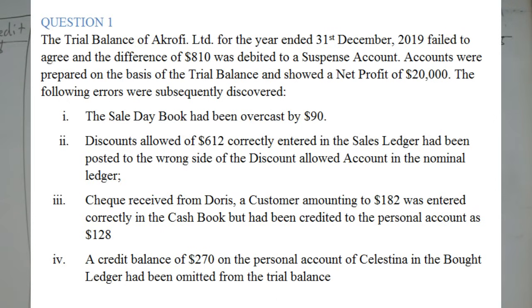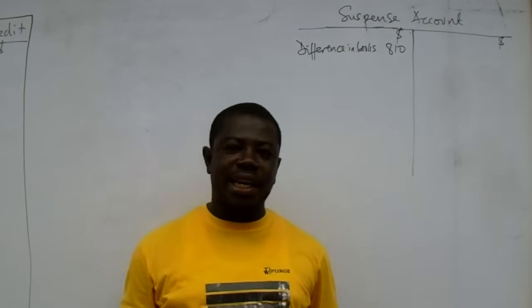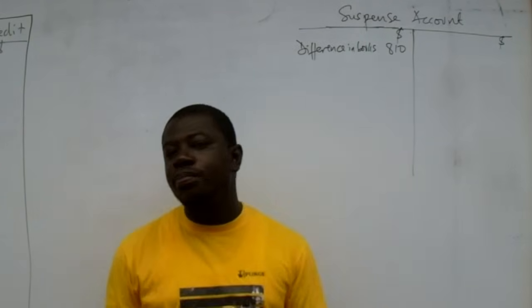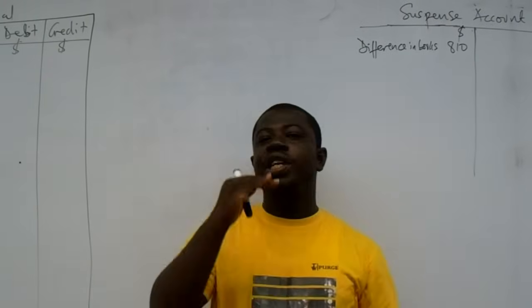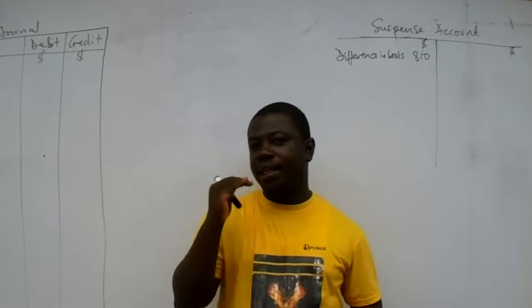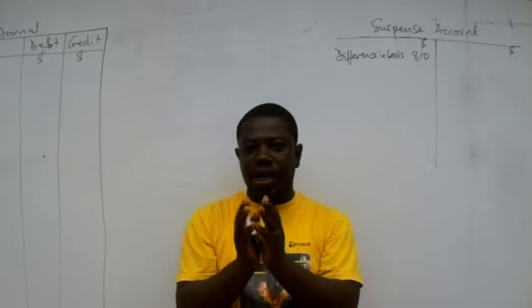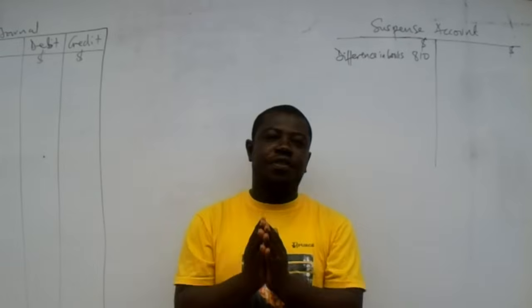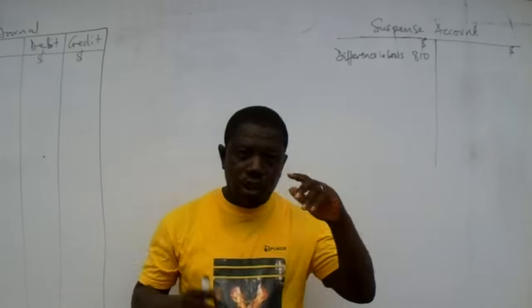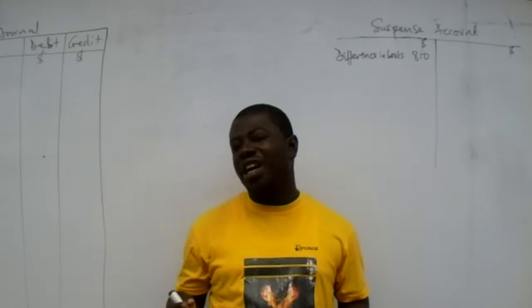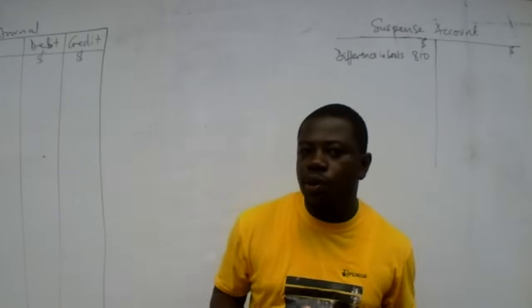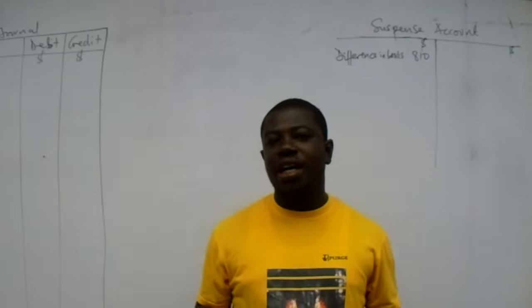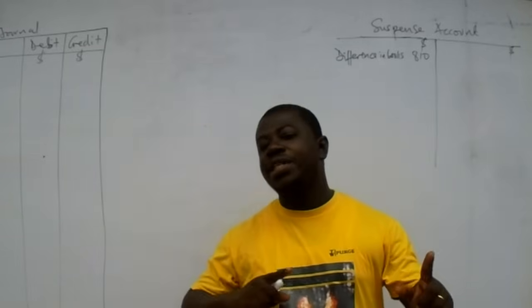So the first one, sales day book has been overcast by 90. Now when I say sales day book has been overcast, we always take the total of the sales day book, because we were not told which specific figure was overstated. It's a total, 90. And that total is supposed to be transferred into the sales account. So when we say the sales day book has been overcast, it actually means that the sales account has been overcast. We were not told whether it's a debit side or a credit side.